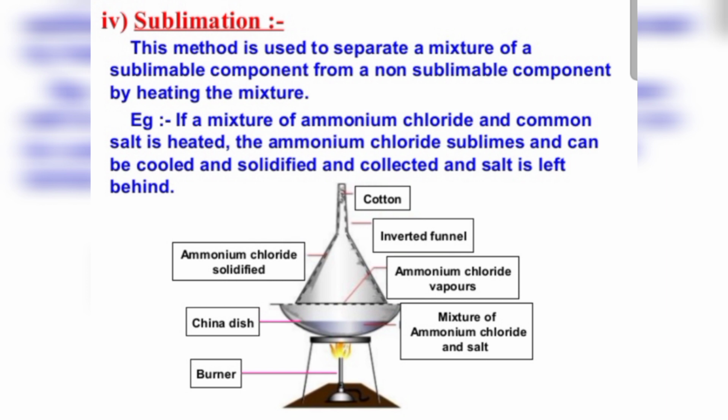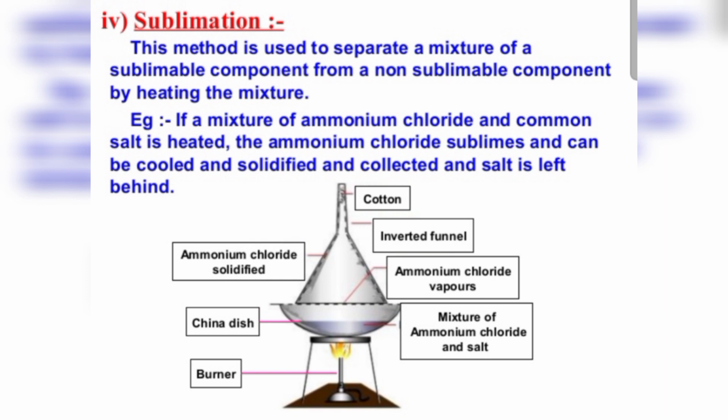And what we have to do for this process, as you can see in the figure, separation by sublimation is occurring here. So we have to take a china dish and place a mixture of common salt and ammonium chloride on it. Then cover the china dish with the inverted funnel, as you can see in the figure. Now heat the china dish on a burner and do not forget to plug the top of the funnel with cotton.